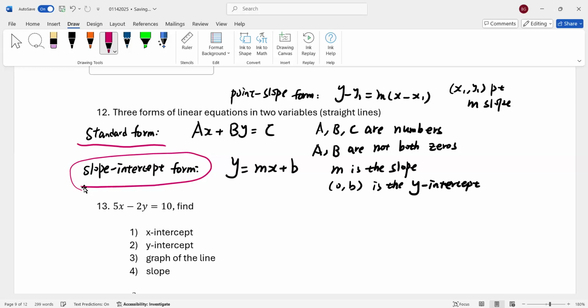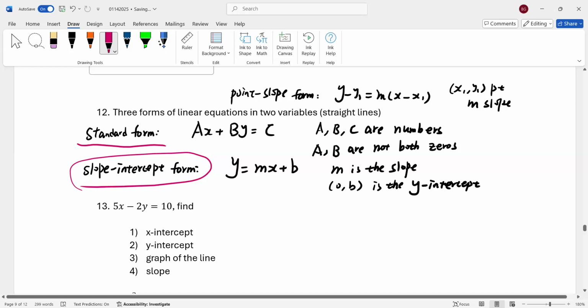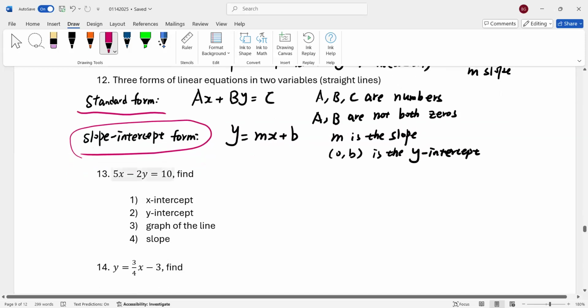Again, I'm going to focus on slope-intercept form, but when we need a standard form, we'll talk about standard form, right? Number 13, I give you a straight line that is in the standard form. If you can tell, on the left side of the equation, 5 times variable x plus -2 times variable y, right? On the right side, you have a number. So your a is 5, your b is -2, the coefficient of x is 5, the coefficient of y is -2, and the constant c is on the right side. We need to look for the following 4 things.